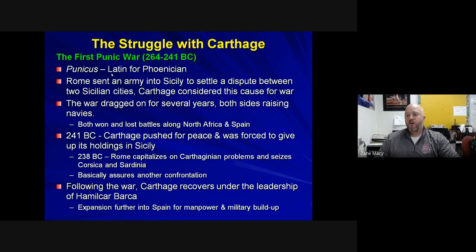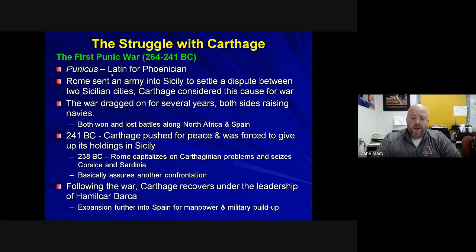But again, Rome knew what it was doing. That was to get their foot in the door into Carthage's territory, and then they quickly expand the conflict into the rest of Carthage's territory, North Africa and eastern Spain. 241 BC, Carthage ends up pushing for peace, pushing for a treaty, definitely not an alliance with the Romans, but a peace treaty to end the conflict. They were forced to give up all of their holdings on the island of Sicily, and this basically amounts to a timeout. They stopped fighting for a period of time, but Carthage fully expected to have problems with Rome in the future, and Rome fully expected to create problems for Carthage in the future.